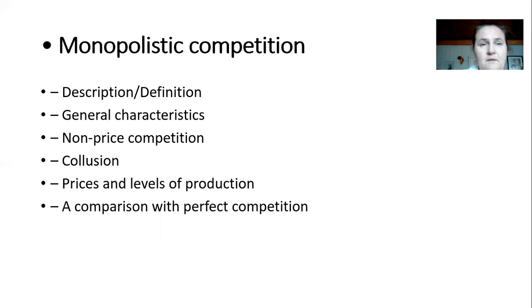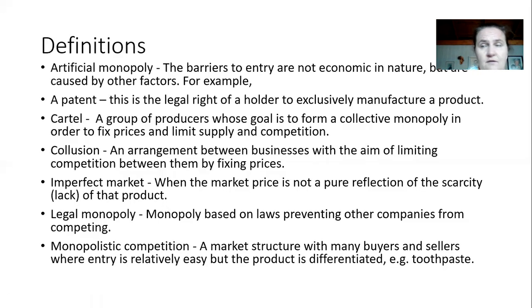Monopolistic competition: you need to know the definitions. You need to know the characteristics. Once again, non-price competition, and collusion, the same information. However, here collusion is not possible because of the characteristic of the competition, which is that there are many participants. Then you also need to know the price and your level of production. And once again, you must be able to compare it with perfect competition.